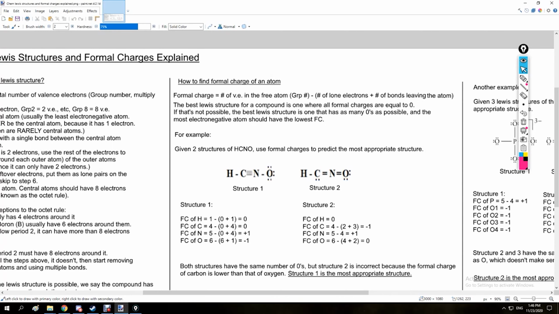So the best Lewis structure for a compound is the one where the formal charges are all equal to 0, but that's not always possible. So the best Lewis structure is the one that has as many zeros as possible, and make sure that the most electronegative atom should have the lowest formal charge.